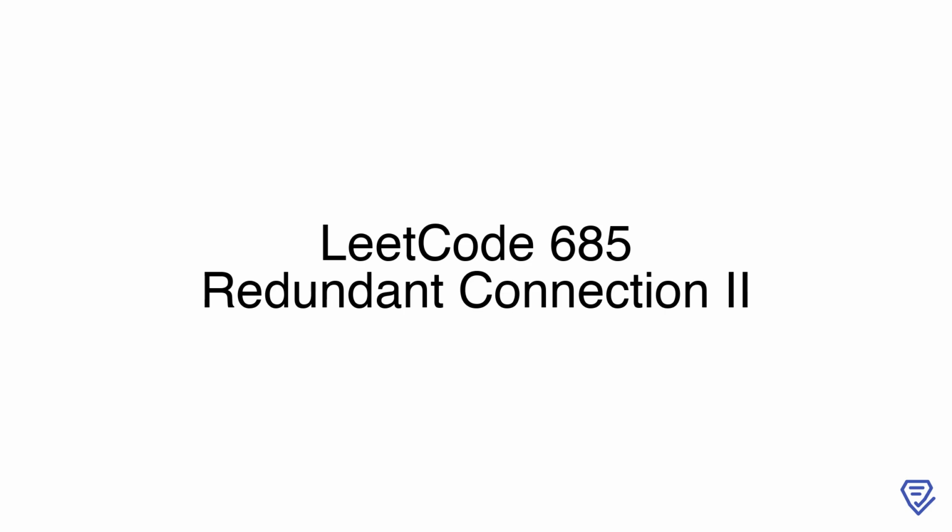Welcome! In this session, we'll tackle LeetCode problem number 685, Redundant Connection 2. This problem challenges us to identify and remove one edge from a directed graph to ensure it forms a valid tree. We'll explore the problem, break it down into manageable steps, and walk through the solution together.